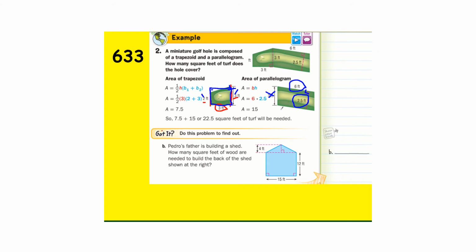So we take our 6 times our 2.5 because that is where the 90-degree angle is. You get 15. Add them together. We have 7.5 plus 15. So we need 22.5 square feet of turf. Okay, pause the video and try letter B on your own.